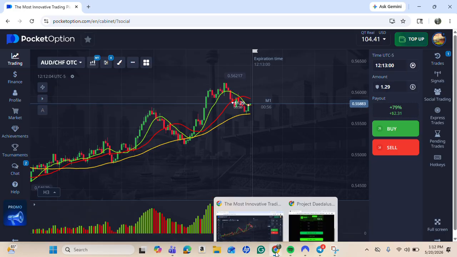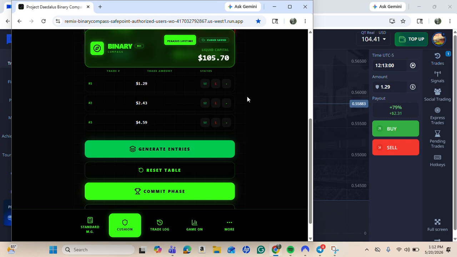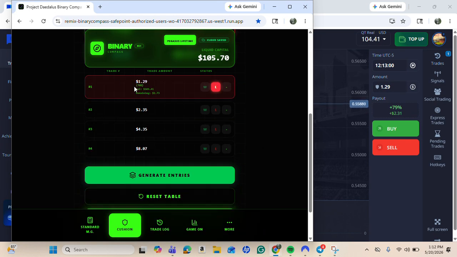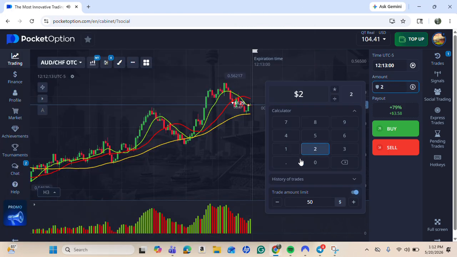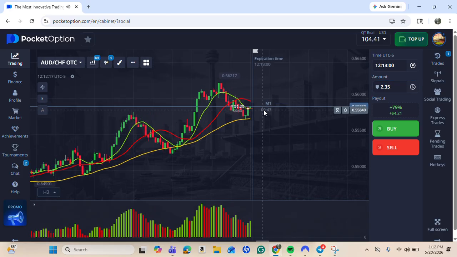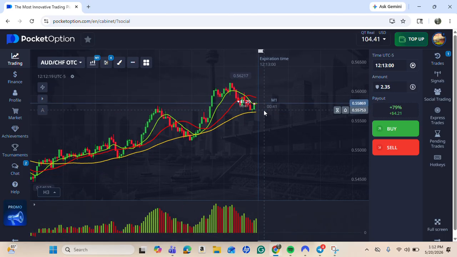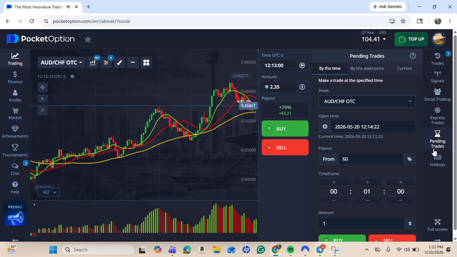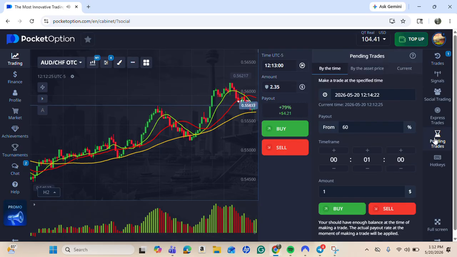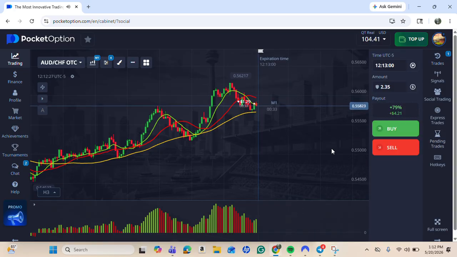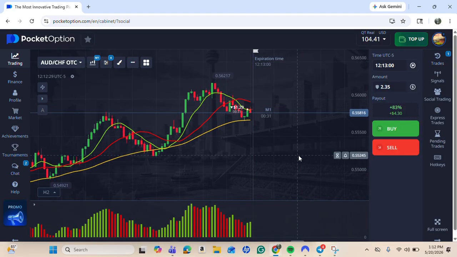What's our next trade amount? Set up for the trade. So if we lose that one, put a loss. The next trade amount is 235. Enter a little bit early. It's the next trade amount, and you can do pending trades. I don't know how to. I never really tried that, but you can do pending trades and set it up for the next trade.